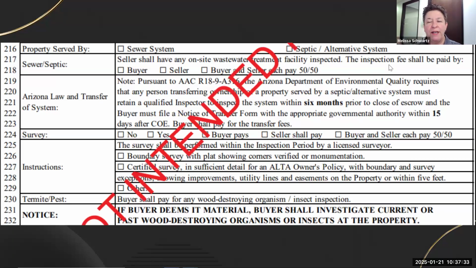Sewer system. So I need to cover the sewer system here. This does not change because guess what? It's Arizona law that when you sell a residential property, the Department of Environmental Quality requires that the transfer of ownership of the property served by a septic alternative system must be inspected within 6 months prior to close of escrow. And then there's a notice of transfer. Just had this that an agent came to us. The seller's agent negotiated on the counteroffer that no repairs, that 1%, right?